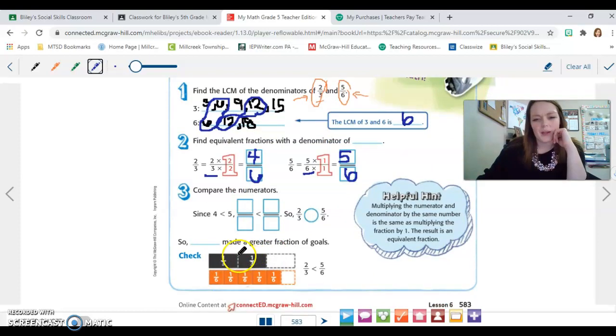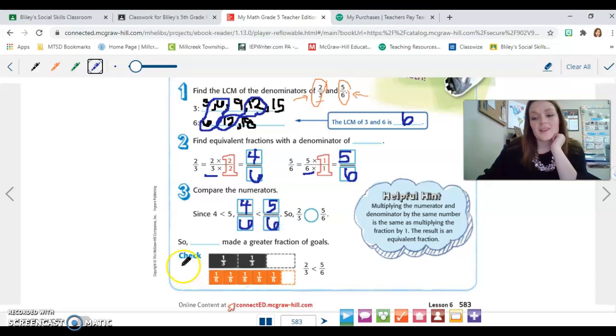So just by looking at these, I can see which one is bigger. My denominators are the same. Now I need to look at my numerators. I have a 4 and I have a 5. So is 4 or 5 bigger? Of course, 5 is bigger.